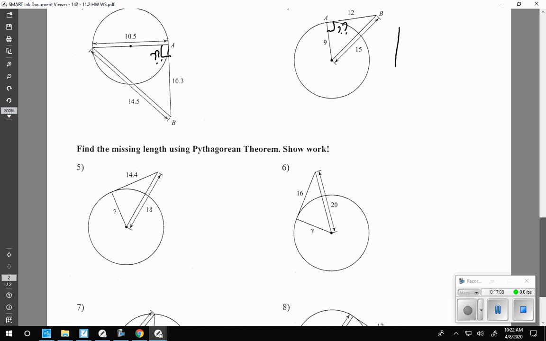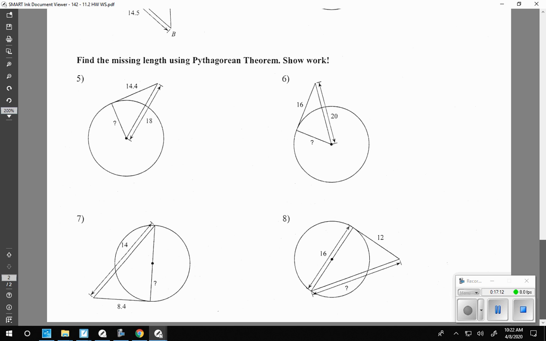And then don't worry about 5, 6, 7, and 8. This is just finding x. So this looks like the 90-degree angle. So hypotenuse squared equals x squared plus 14.4 squared. But you do not have to worry about doing these numbers.